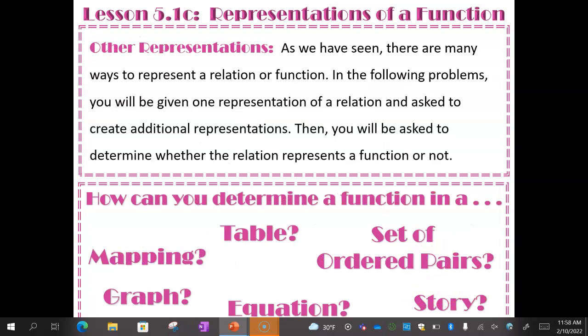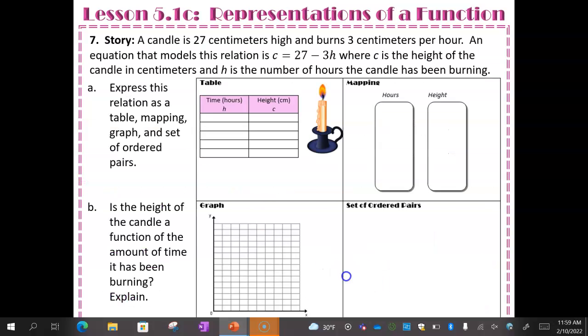All right, moving on. So this is just a picture of all the different ways that functions can be represented. Mappings, tables, graphs, equations, set of ordered pairs, or a story. Those all are the same things, but different ways to represent them. So let's look at number 7.